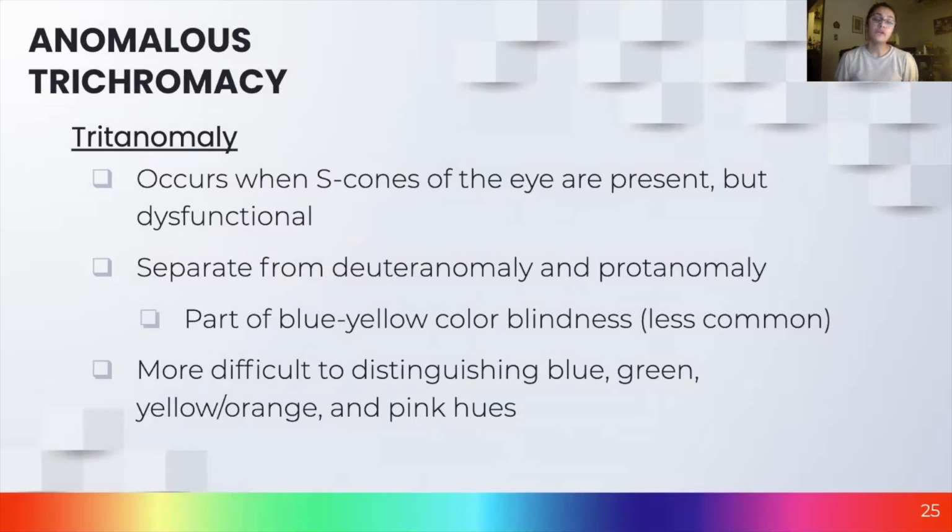Now, tritonomaly occurs when S cones of the eye are present but dysfunctional. It's separate from deuteranomaly and protanomaly in that it's a part of blue-yellow color blindness, which is much less common, and it's more difficult to distinguish between green, yellow, orange, and pink hues.